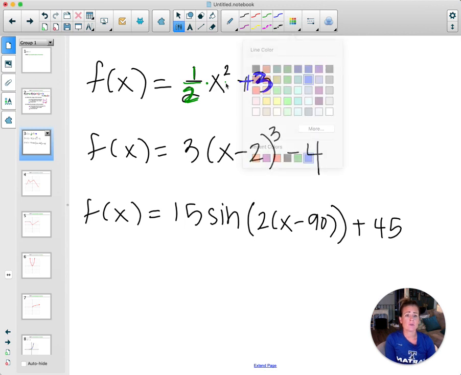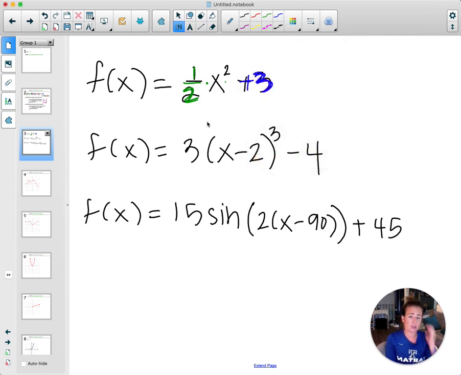So for this one, we would say this transformation is a vertical shift up 3 units and a vertical compression by a factor of 1/2. You can say vertical stretch too by a factor of 1/2. I'm okay with that. So vertical stretch by a factor of 1/2 and vertical shift up 3 units.